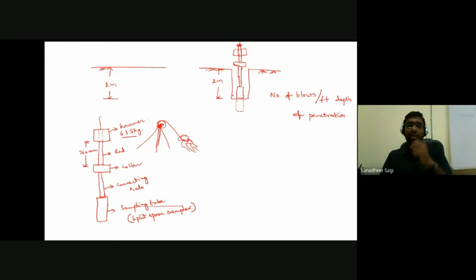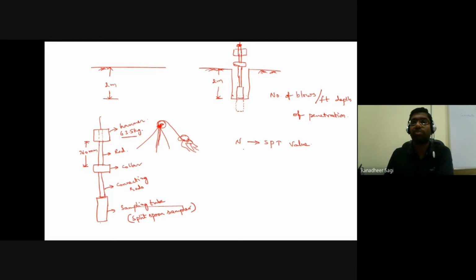Okay, so for 30 centimeters depth of penetration of your split spoon sampler, how many blows are to be given? Those blows we are going to be counting, and that particular number of blows is what we are writing as the N value that we are going to get from your SPT test. So ultimately from the SPT test, what we are going to be determining is the SPT N value. Okay, so it's nothing but we call it your SPT value. N indicates the SPT value.